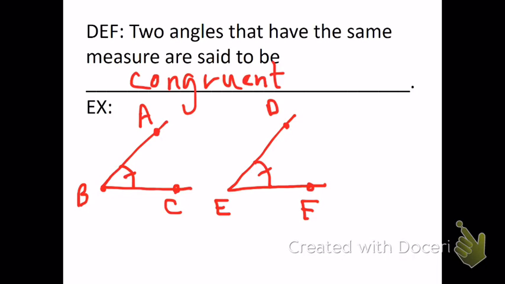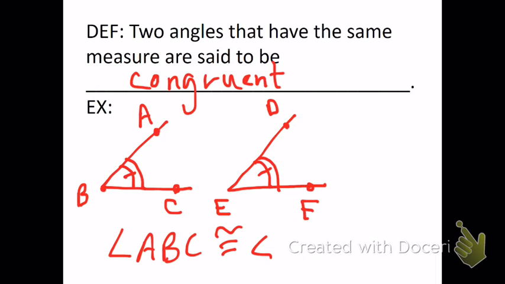The textbook, I think, uses arcs. Rather than the tick mark, it'll have maybe 2 arcs in each one. That shows that those two are congruent, or the same number of arcs shows they're congruent. Could be 1 arc and 1 arc, just as long as it has the same number of arcs. Now we write the symbol for congruent. Angle ABC is congruent to angle DEF by the congruent symbol.